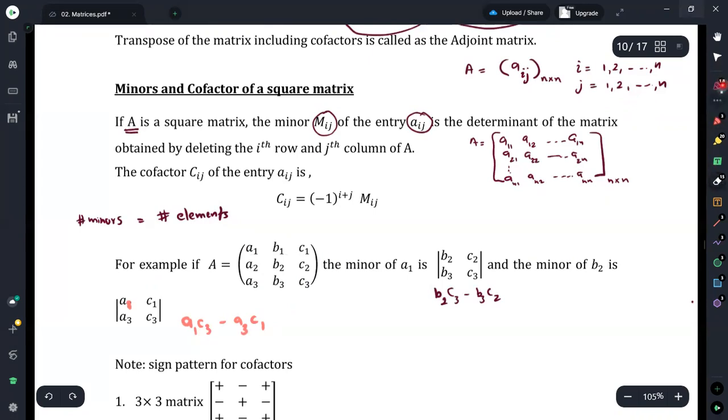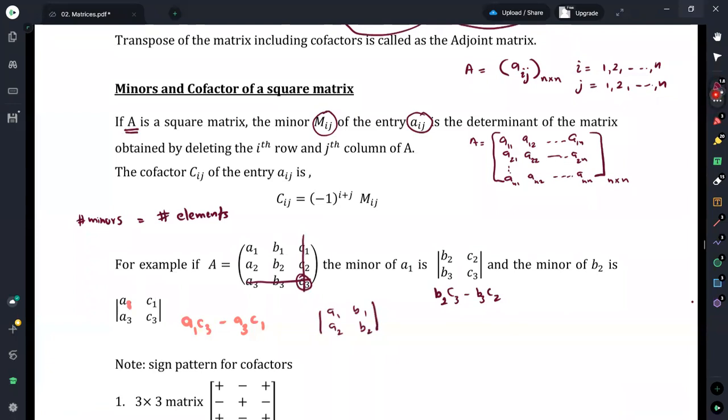suppose I need to take the minor for this C3. Then what I need to do is omit the row and column associated with C3. Therefore, we know that the remaining elements are A1, B1, A2, and B2. Then the minor associated with C3 can be taken by obtaining the determinant of this 2 by 2 matrix. Therefore, simply we can take it as A1B2 minus A2B1. This is the way of obtaining the minors.